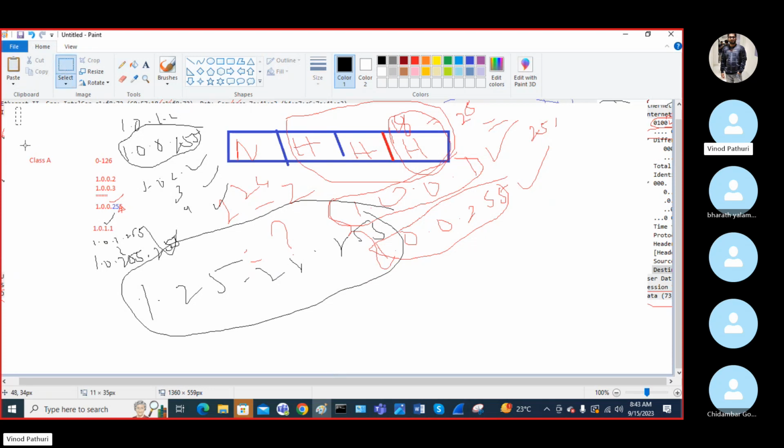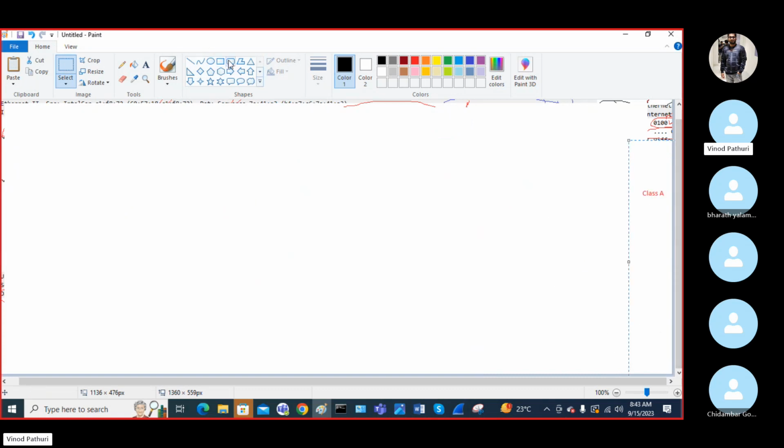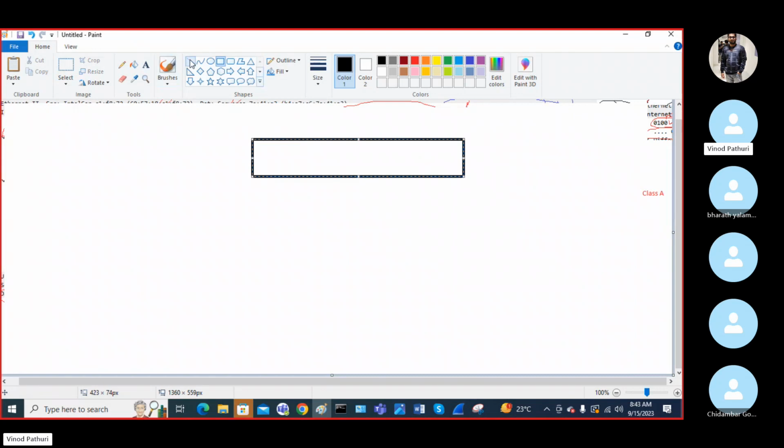Same way for class B. What are the network and host bits in class B? Just tell me quickly. Two network and two host. So how many usable IPs will we have in class B?